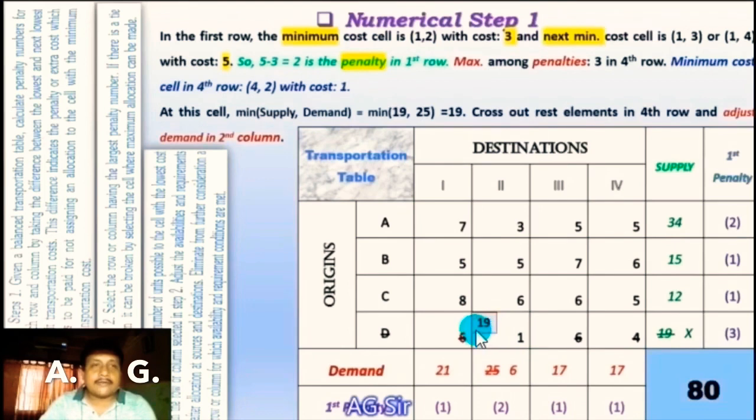You can write it like this in the northwest corner in a separate box. Remember, you have allocated 19, so you have nothing left along the fourth row, whereas you have 6 units left in the second column. You discard all other elements in the fourth row and move to the next step.